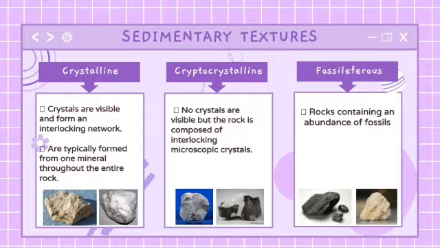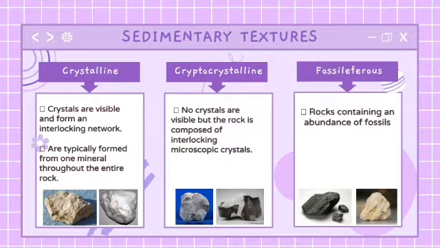As for cryptocrystalline texture, there are no crystals visible, but the rock is composed of interlocking microscopic crystals. Such rocks are dense and typically non-porous. Cryptocrystalline rocks break with a characteristic conchoidal fracture. That is, the broken surface may show smooth concentric lines resembling the inside of an oyster shell or broken glass. An example of this is chert and flint.